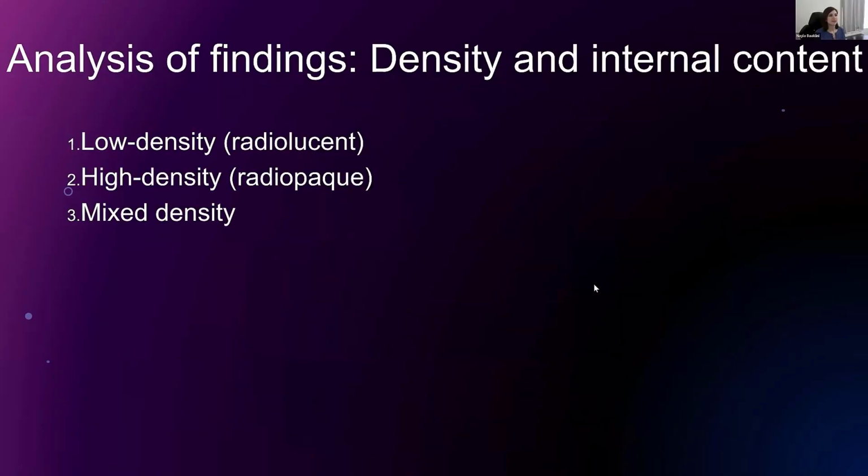So in this section, we're going to talk about the density and the internal content. Pathologies usually can have multiple densities. They can have only a low internal density, which we can also call radiolucent. They can be homogeneous and high density, which we also call radiopaque, or they can have a mixed density internal content.